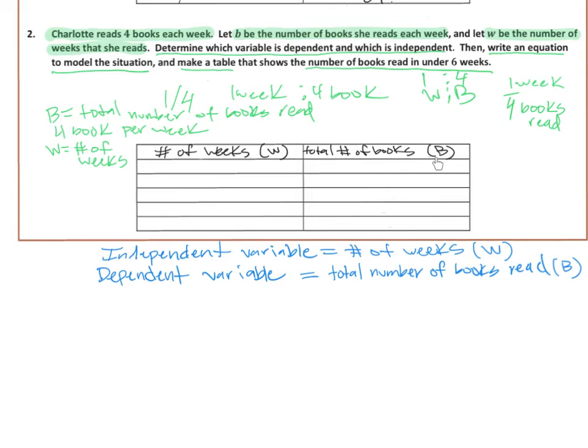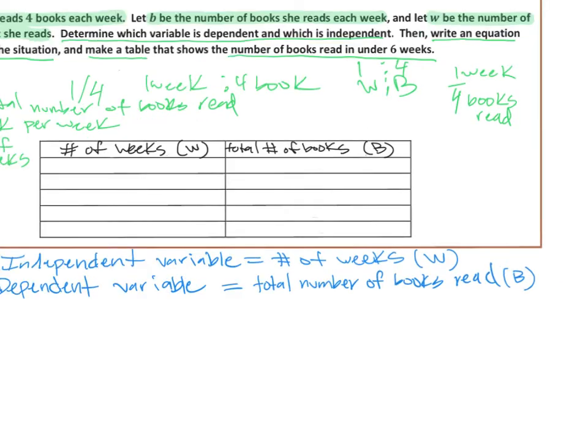Since B is the dependent variable, it is reliant upon the input of W. When W's input changes, or we substitute a different value for W, B is going to change as a result. That means our equation is going to be B is equal to 4 times W, or the amount of weeks that was read. So now if we fill in our weeks over here, we can plug or substitute for W in our equation over here.